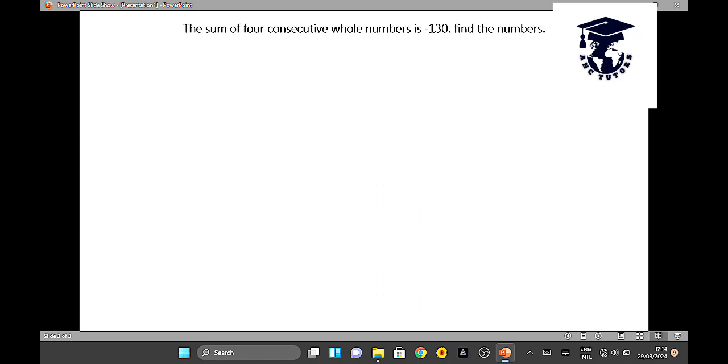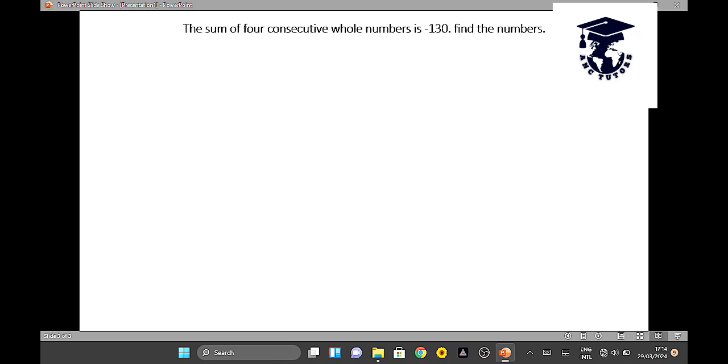We have four consecutive whole numbers, so it means we are dealing with four numbers that are consecutive. Consecutive means it's following one another, just like 1, 2, 3: 2 follows 1, 3 follows 2. And they are whole numbers, meaning that they are not fractions, they are not decimals, they are whole numbers.